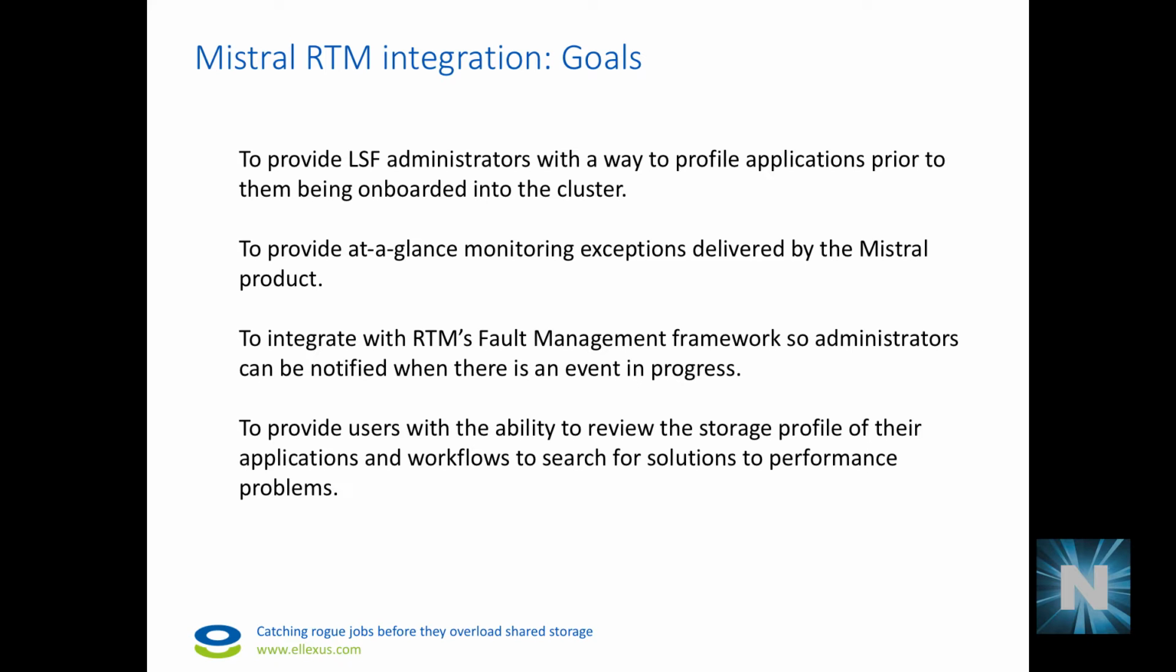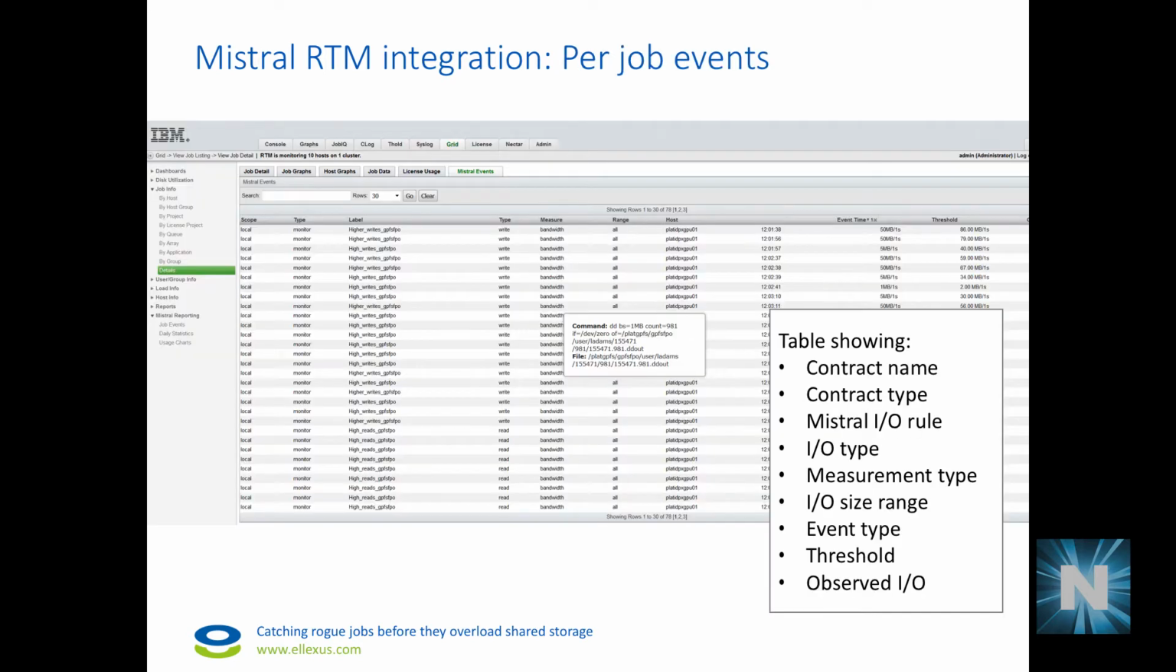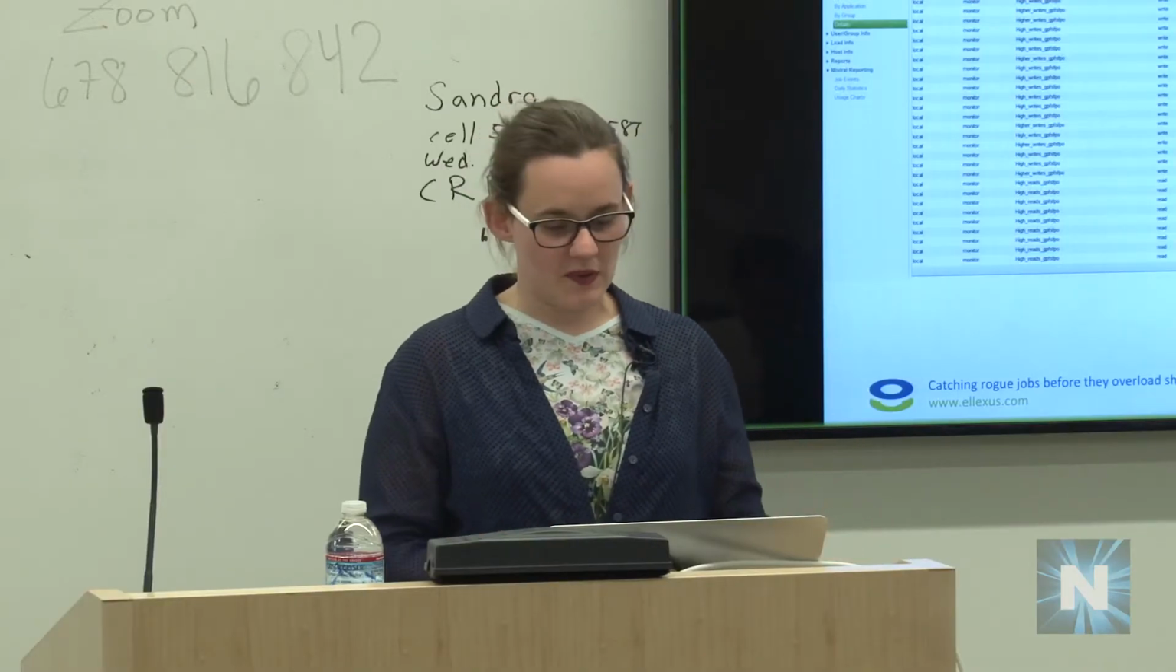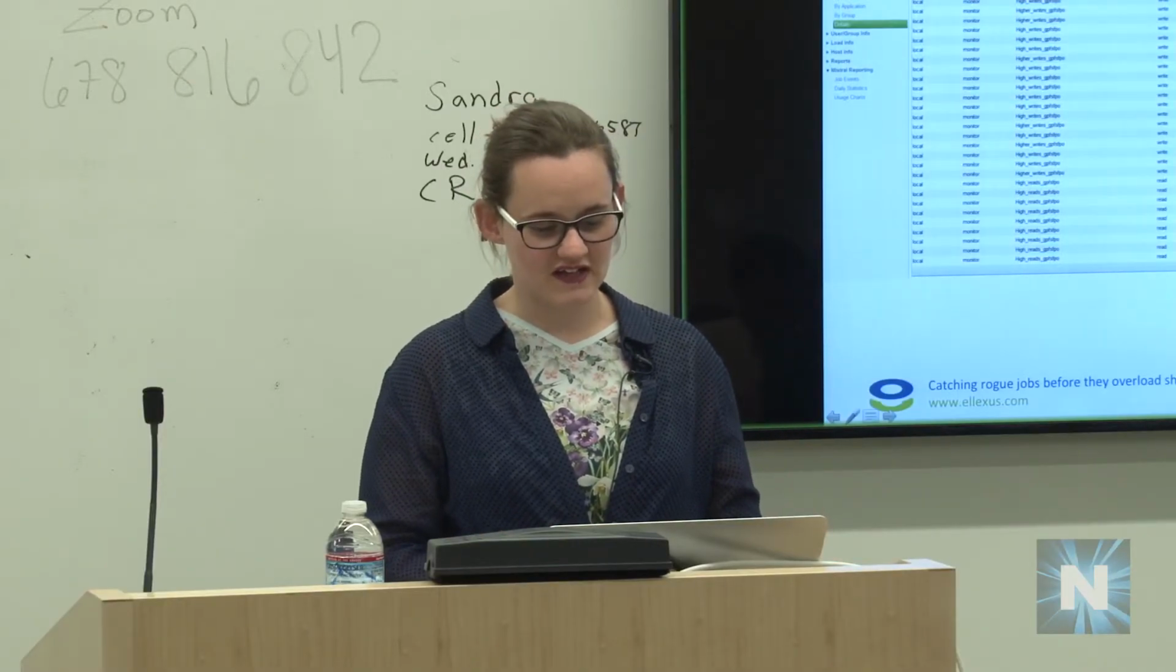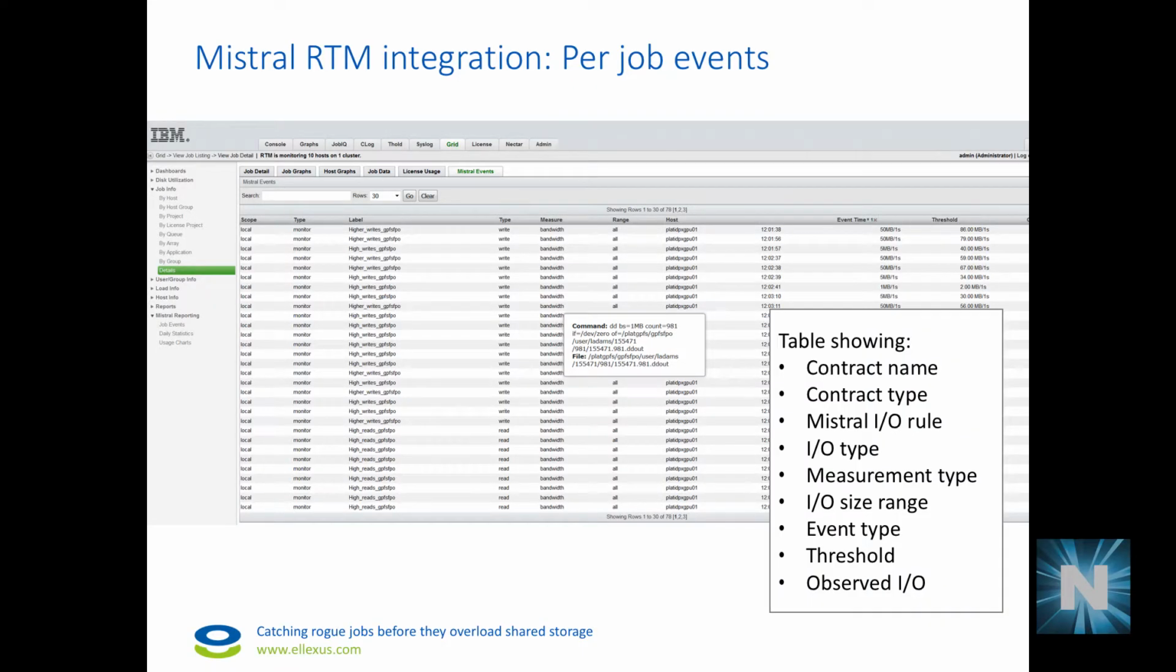And this is just an illustration of what you can do with the kind of analytics that you get. The goal was to be able to identify jobs really, really quickly. This is a screenshot from one of the tables that you get in RTM. Larry Adams, the engineer from IBM, has integrated this very quickly with his platform. It gives you the name of the Mistral contract, the rule, the I/O type, the measurement, the event type, the threshold, the observed I/O, so everything that was going on at that node.